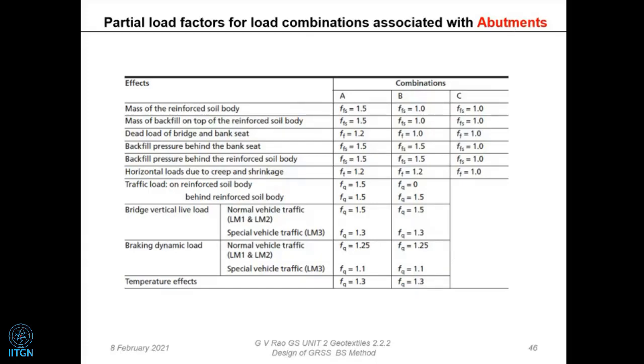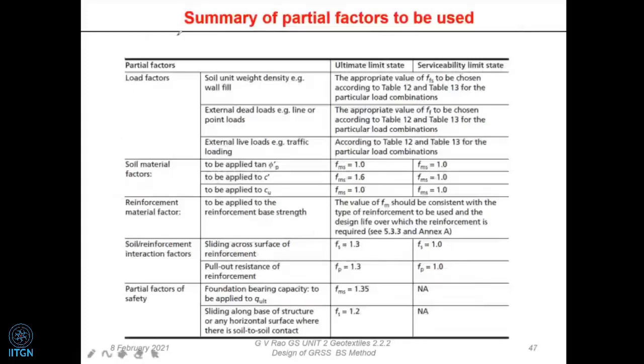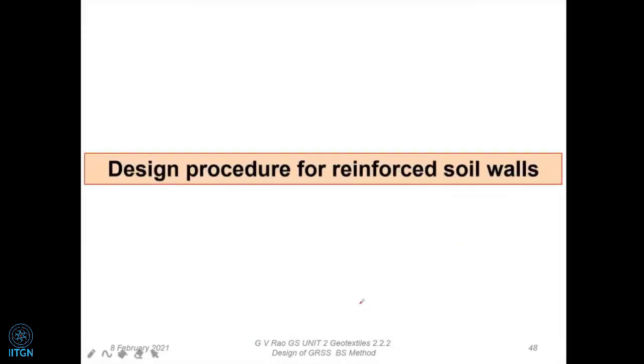Then the summary of partial factors I showed you last time. So we got load factors, and then soil material factors, reinforcement material factors, then the interaction or friction factors, then we have also the factor of safety for bearing capacity and sliding. So these are also given. And of course, before that, we also got one more, the factor for overall safety. That is one thing there.